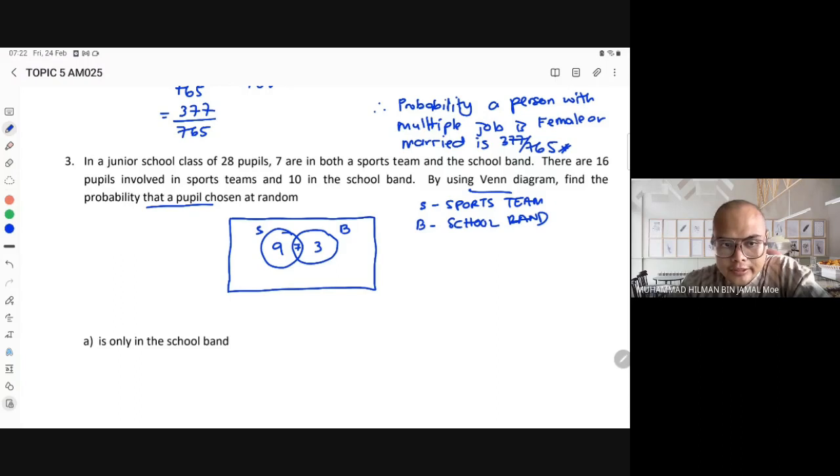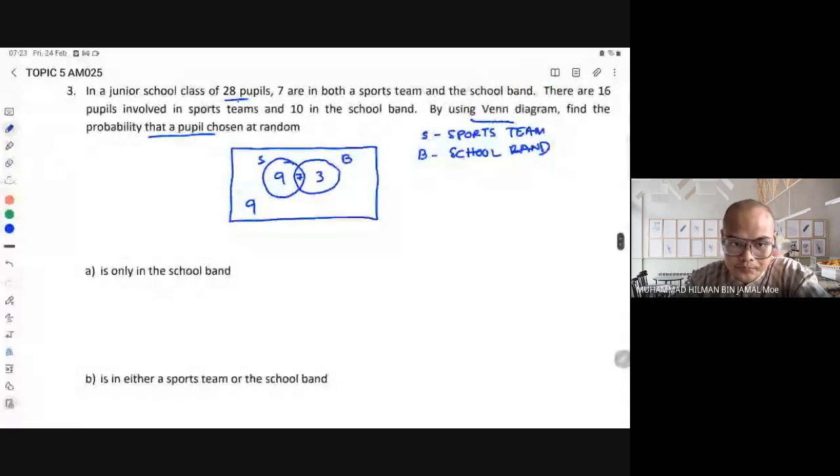And then kalau kita tengok total is 28. So kalau 9 tambah 3, 12. 12 tambah 7, 19. So 28 tolak 19 is 9. So dekat luar ni kita ada 9. Okay, and then so this question is find the probability that is only in the school band. So yang ni kita dah cari, kita dah buat lukis Venn diagram ni mudah sebab you akan teruslah dapat jawapan dia. P school band is 9/28.